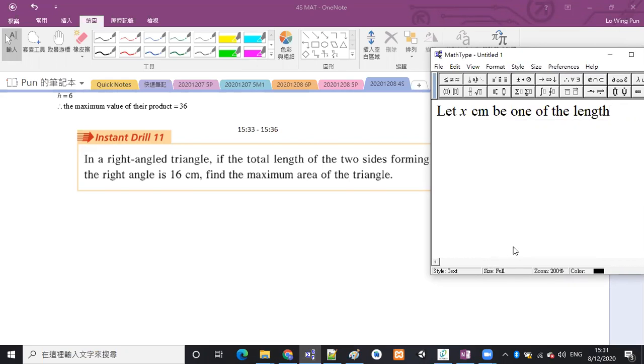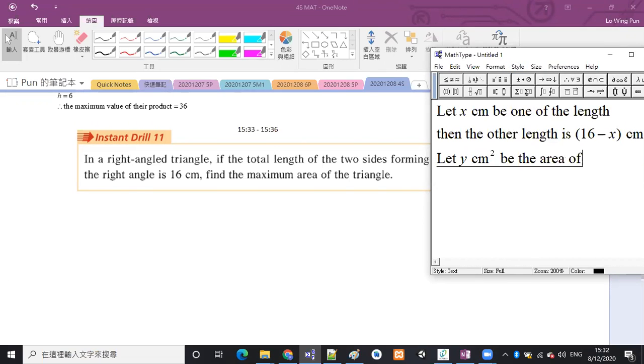So if x is one of the lengths, then the other length will be 16 minus x, right? cm. Okay, and we will also let y cm square be the area of the triangle. Okay, y cm square be the area of the triangle.